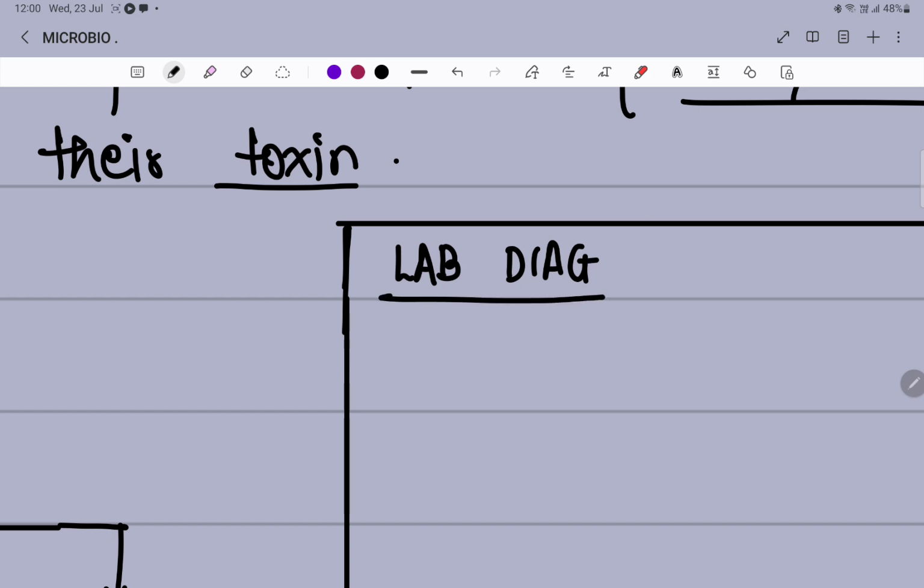Laboratory diagnosis. So meticulous history taking regarding the ingestion of any food before the onset of symptoms like diarrhea or vomiting is very important. Whenever a person comes to a physician, we generally ask what kind of food have you consumed. If you are getting a history of vomiting or diarrhea, it directly says that the person has some history of ingesting contaminated food.